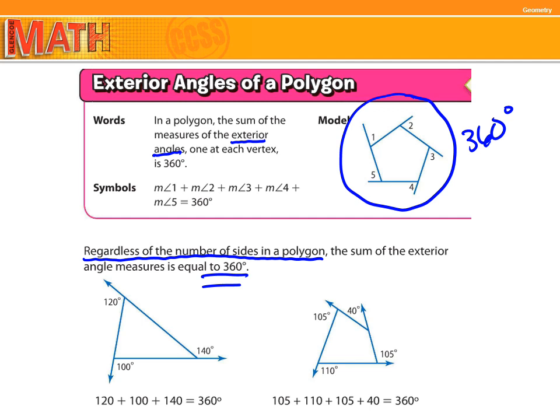Okay. Here's a polygon with 3 sides, or a triangle. It has 3 exterior angles. They're going to add up to 360. Here's a quadrilateral, 4 sides. They're going to add up to 360.